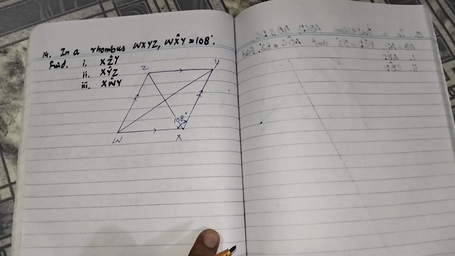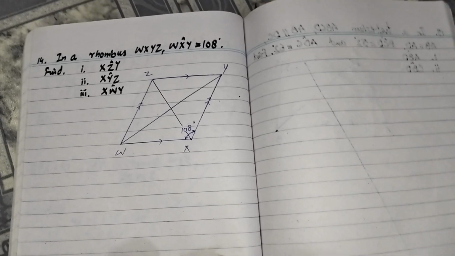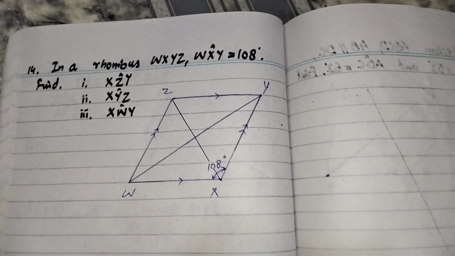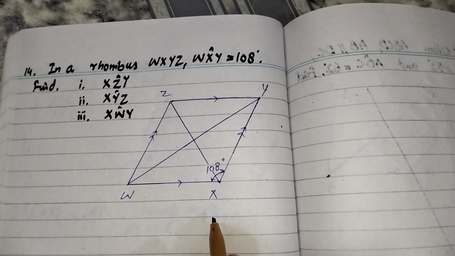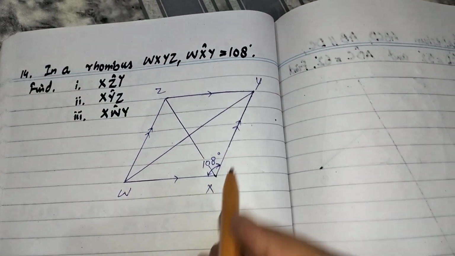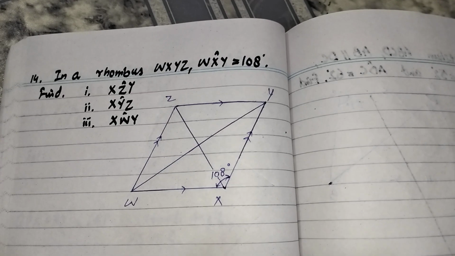Bismillahirrahmanirrahim. Question number 14. The given figure is a rhombus named PWXYZ, and angle WXY is 108 degrees. We have to find the unknown angles.